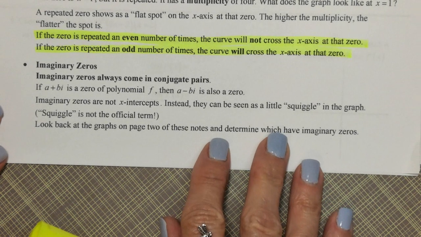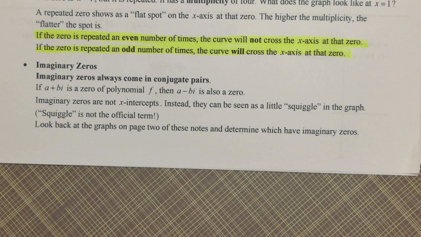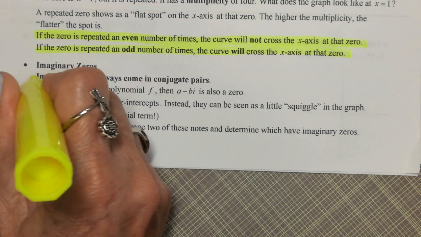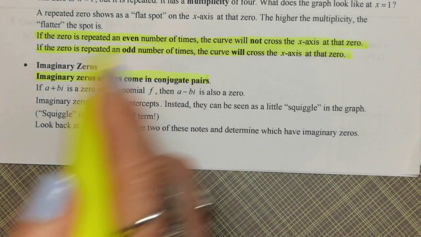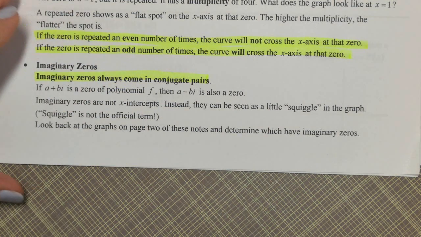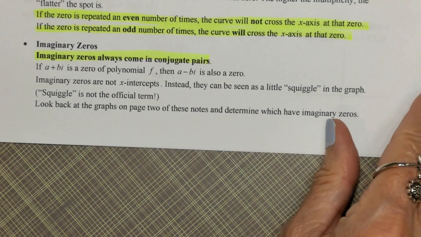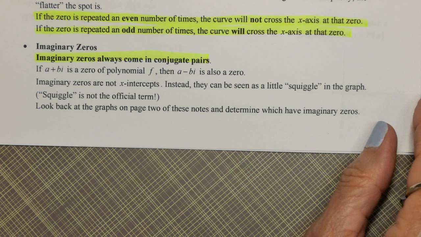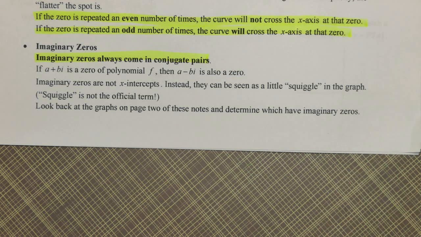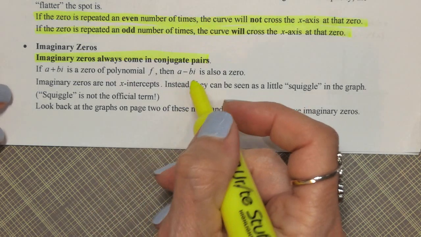All right, a word about imaginary zeros. Imaginary zeros, when you have them, they always come in pairs. They always come in pairs. Okay, what do they look like on the graph? Do they cross the x-axis? Absolutely not. They do not cross the x-axis.